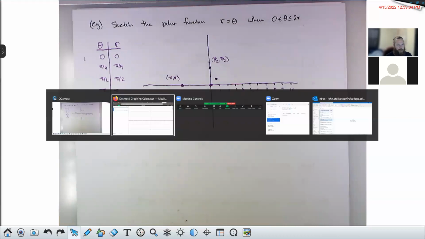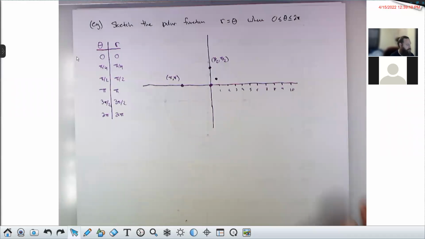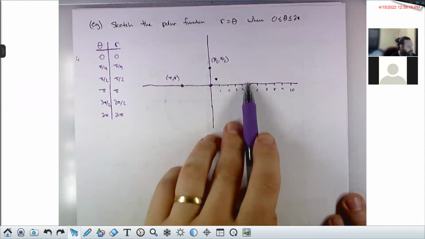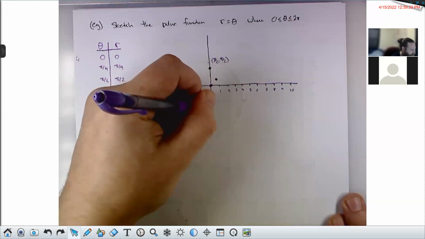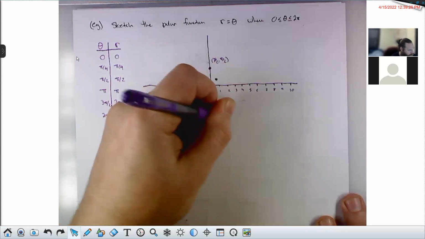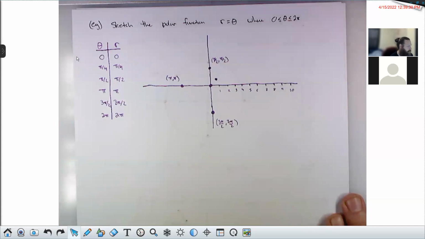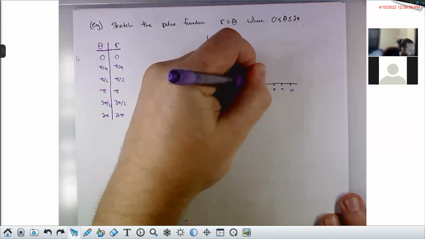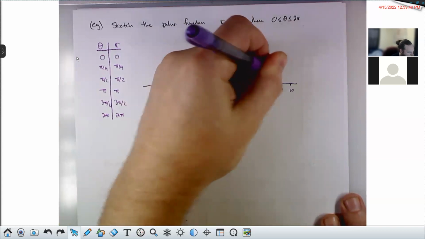When theta is 3 pi over 2, that's about 4.7. So I'll walk out r to about 4.7 and then rotate around by 3 pi over 2. It'll put me about here. This is the polar point 3 pi over 2, comma, 3 pi over 2. And when theta is 2 pi, r is 2 pi. That's going to be a little bigger than 6. So here's the polar point, 2 pi, comma, 2 pi.